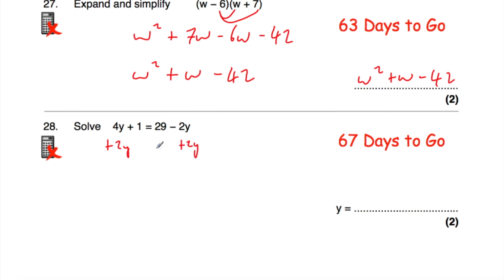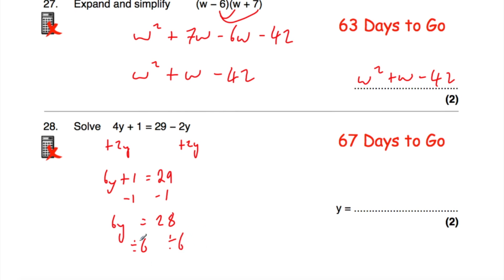So on the left-hand side, we had 4y's. We're adding 2y's. That's 6y's. And then we've still got our plus 1. And on the right-hand side, we've got 29. And then we did have minus 2y's. We're adding 2y's. That gives us 0. So we'll just be left with our 29. Now we're going to take away 1 and take away 1. So that gives us 6y equals 28. And then if we divide by 6 and divide by 6, that'll give us our answer.